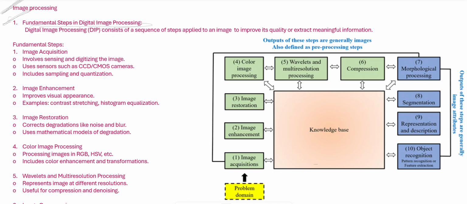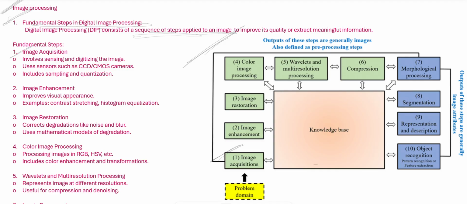This is the diagram of the fundamental steps in digital image processing. It includes a sequence of steps that are applied on an image such that we get meaningful information and the quality of the image is improved. Next, coming to the first step, it is image acquisition. So what is image acquisition?